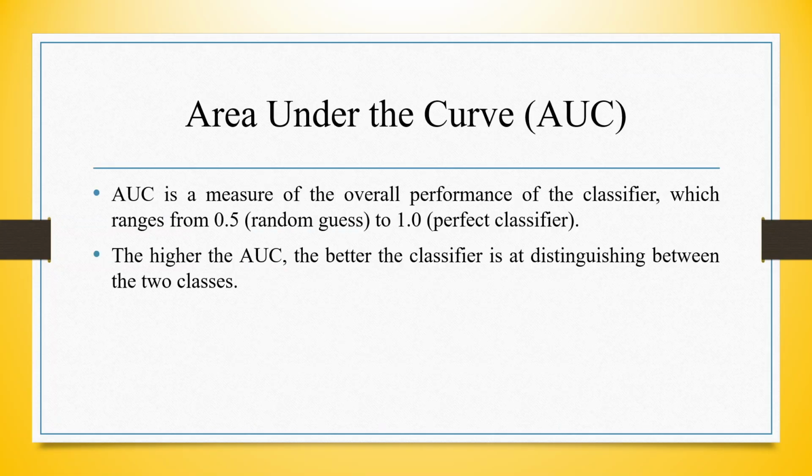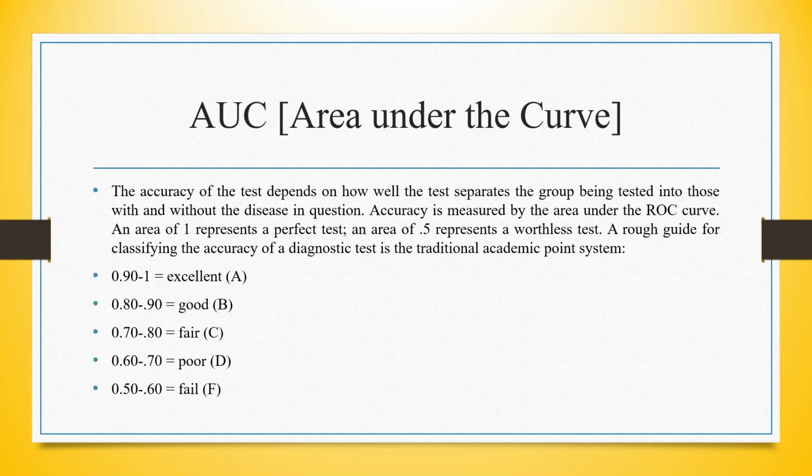Now, AUC is a measurement of the overall performance of the classifier, which ranges from 0 to 1. The higher the AUC, the better the classifier is at distinguishing between the two classes, which we have already seen. The accuracy of the test depends on how well the test separates the group being tested into those with and without the disease in question. Accuracy is measured by the area under the ROC curve. An area of 1 represents a perfect test, an area of 0.5 represents a worthless test.